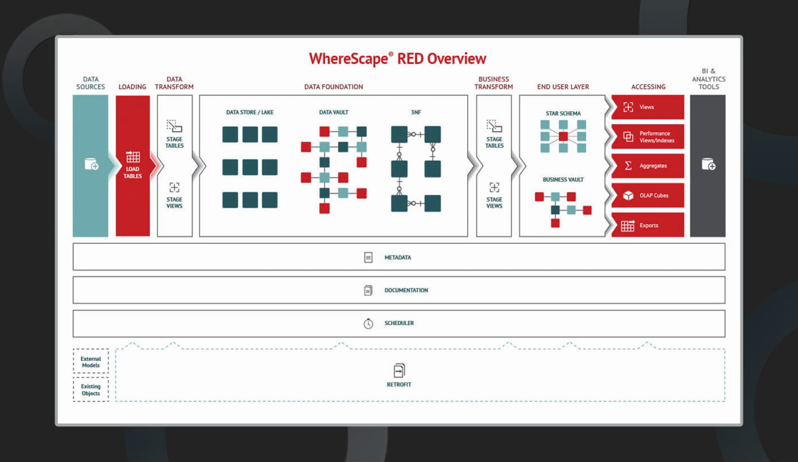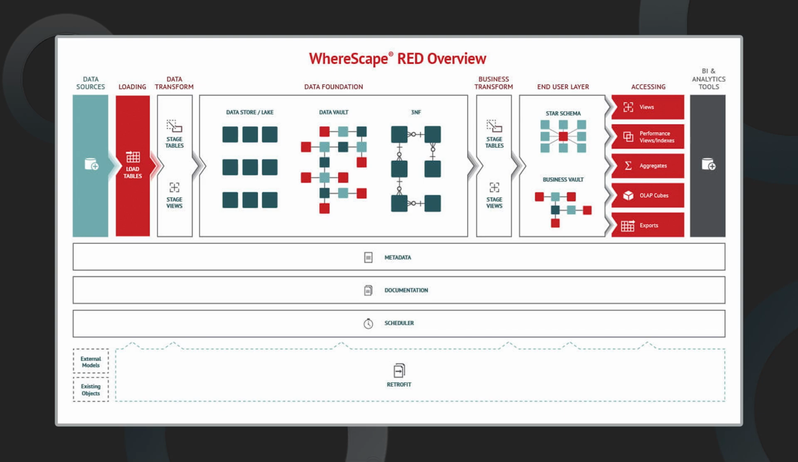So in WhereScape, this is the topology of how each of the objects work. We have data stores, loading, data transformation, where the stage tables live, data foundations, where our data stores and data lake live, alongside our data vault and preferred normal forms, business transformation layers, which is again another load of stage tables and stage views, the end user layer, which is the star schema and the business vault, and then we are able to access that data via views, performance views, indexes, aggregate tables, OLAP views, and export via our BI analytic tools, being Tableau, Power BI, ClickView, Yellowfin.